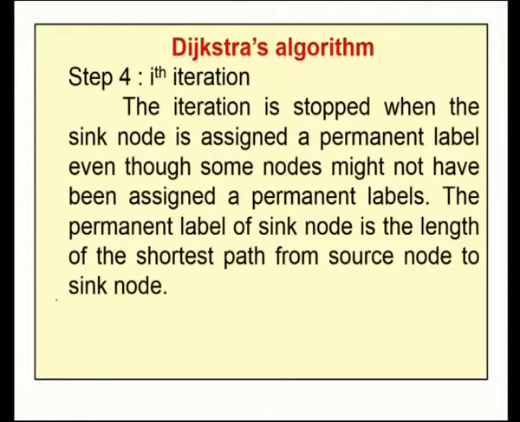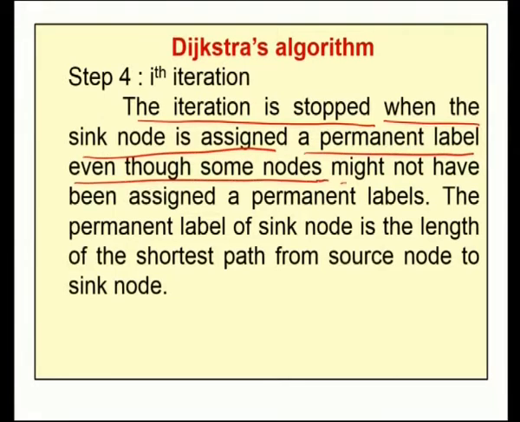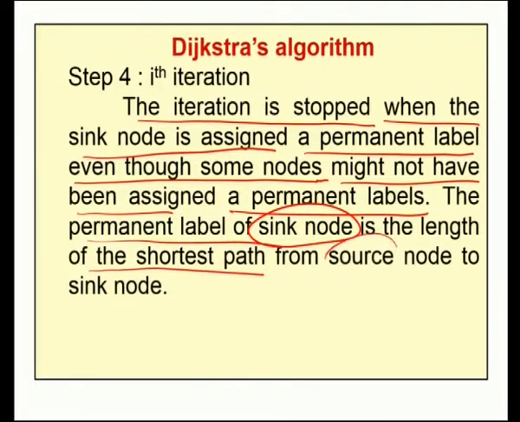Step 4 in the Dijkstra algorithm: the iteration is stopped when the sink node is assigned a permanent label, even though some nodes might not have been assigned permanent labels. The permanent label of the sink node is the length of the shortest path from the source node to the sink node. So, let me sum up the Dijkstra algorithm.